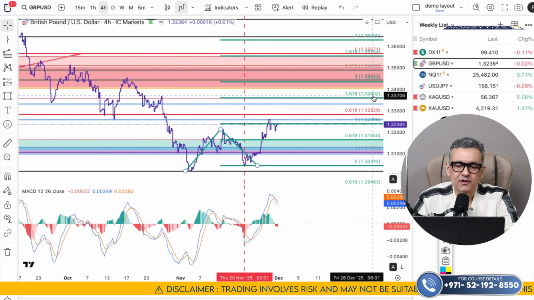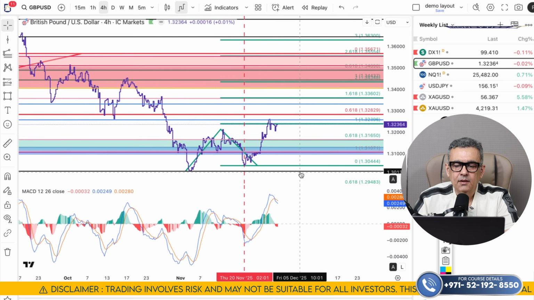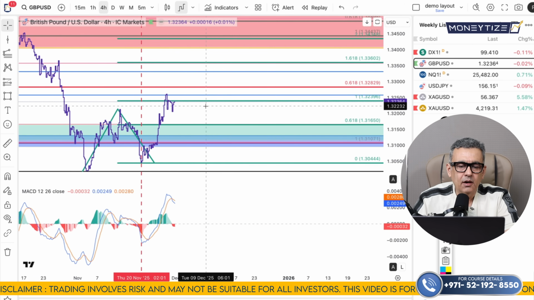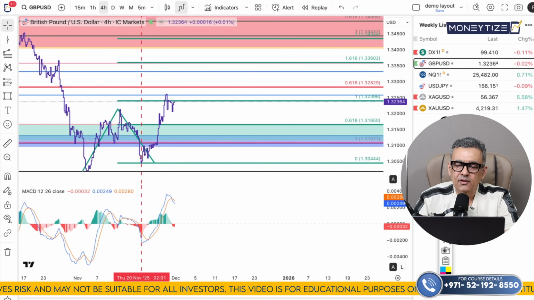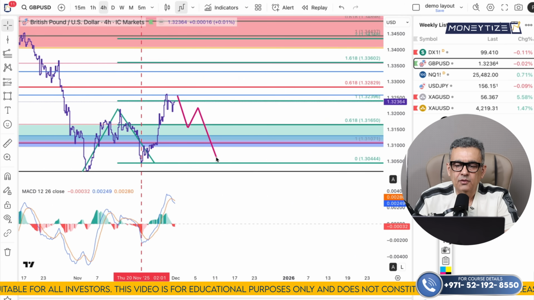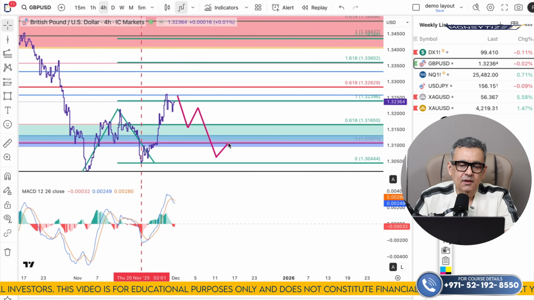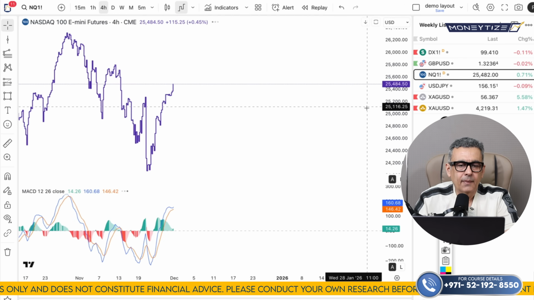This would be 1.3360 followed by 1.3445. And the invalidation would be a break below 1.3107. So if we see a sharp drop and the break of the support at 1.3107, then the bullish plan would be invalidated. The next instrument is Nasdaq.